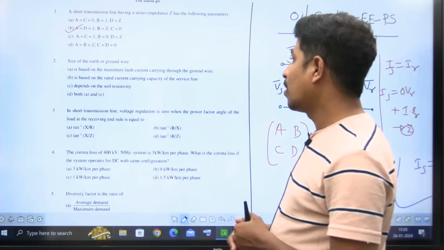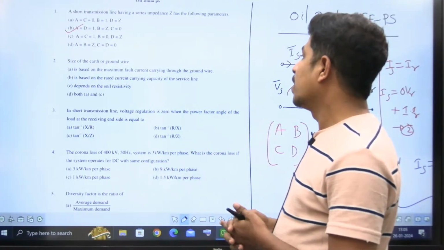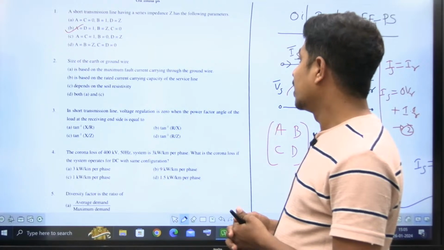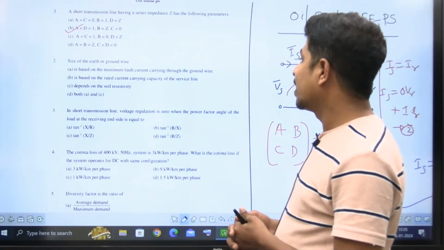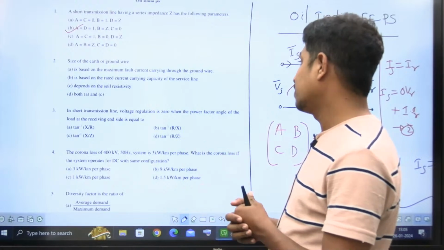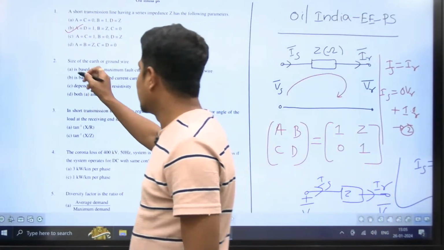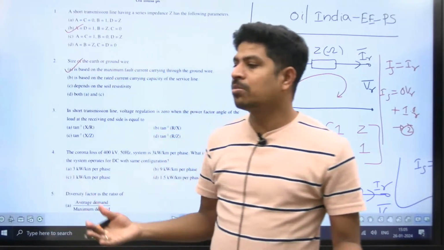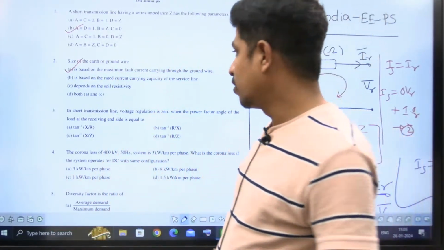Size of earth or ground wire is going to depend on what? Option A, based on maximum fault current carrying through the ground wire. Option B, based on the rated current carrying capacity of the service line. Option C, depends on the soil resistivity. Option D, both A and C. No, it depends on A. It is going to depend on how much the maximum fault current is.